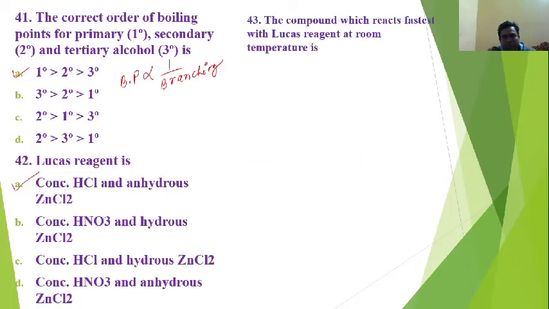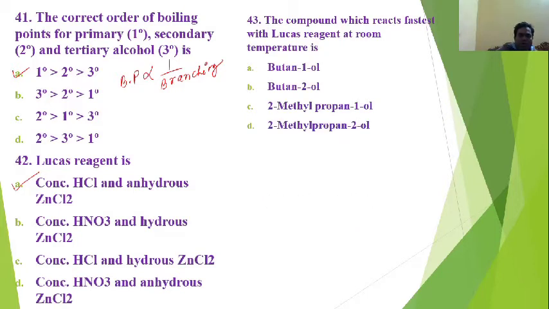Next, the compound which reacts first with Lucas reagent at room temperature is tertiary alcohol. Find out which is the tertiary alcohol. Option D is tertiary alcohol, 2-methyl propan-2-ol. It is tertiary butyl alcohol. We know that in Lucas reagent, the order of reactivity is tertiary greater than secondary greater than primary. So tertiary is more reactive. The answer is option D, 2-methyl propan-2-ol.